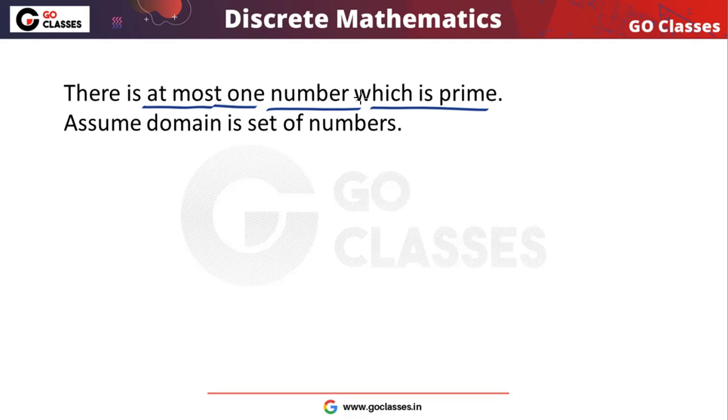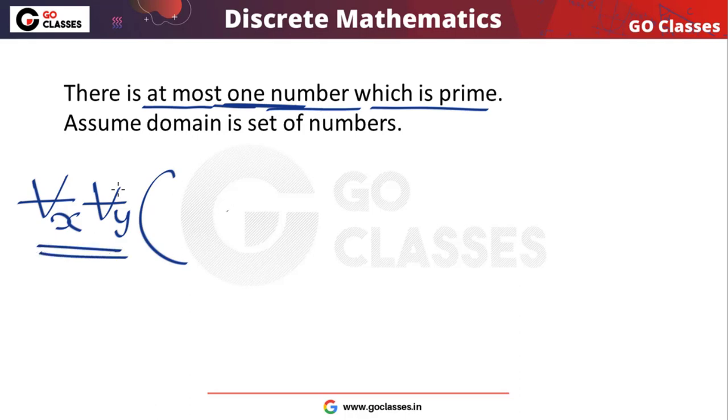There is at most one number which is prime. So what we are saying is, for all x, for all y, at most one means more than one should not be there. More than one definitely should not be there. So for all x, for all y, if they are prime, then they must be the same, because we do not want more than one.